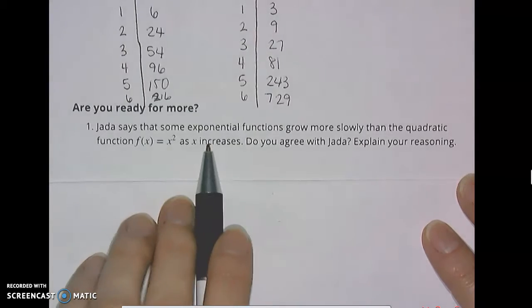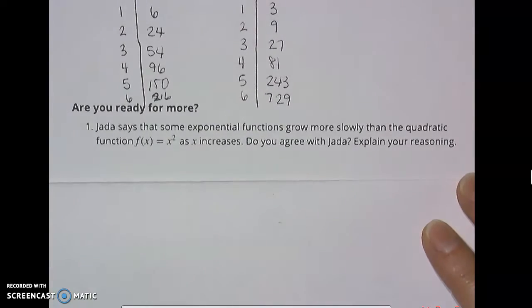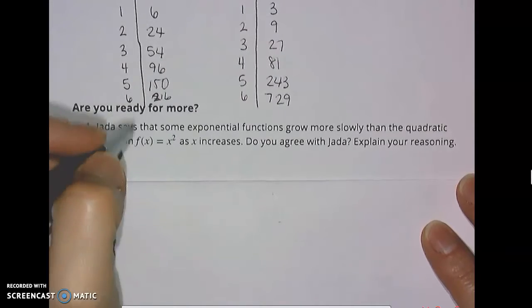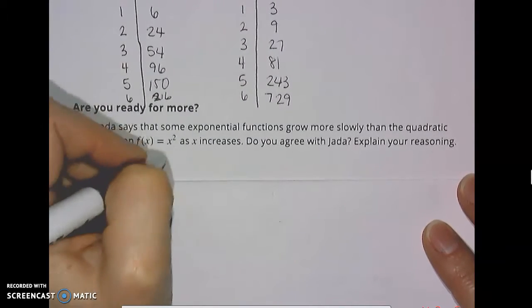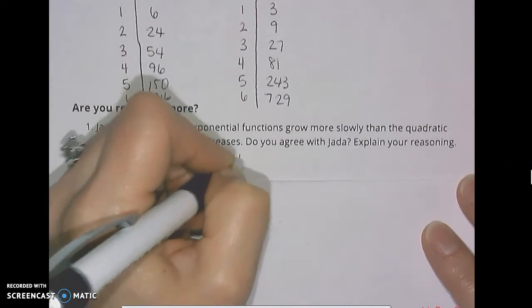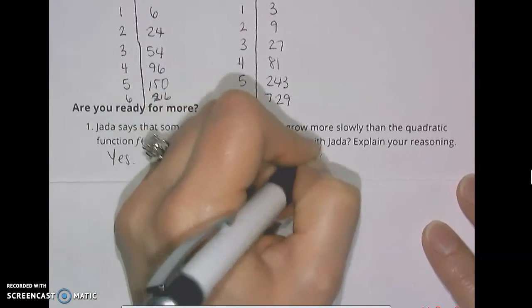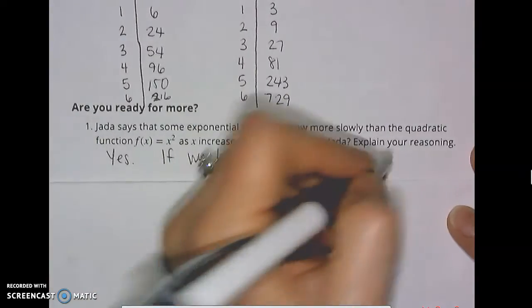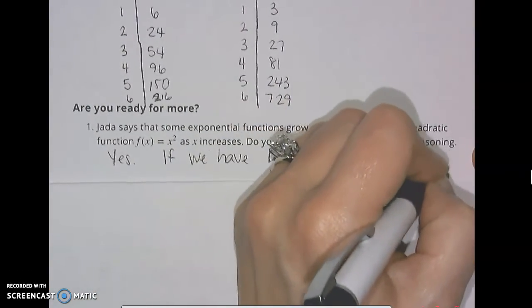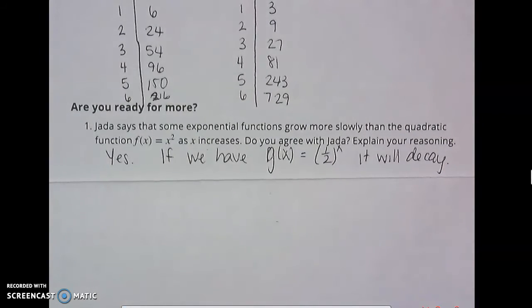So Jada is saying that there are some exponential functions where the variable is in the exponent that grow more slowly than the quadratic function f of x equals x squared. Will that ever happen? Do we agree? Exponentials can be exponential growth or exponential decay. In this case, we've been looking at all exponential growth situations. Are there certain ones, though, that would decay? Well, of course there would be. So, yes, we agree with Jada. If we have, let's say, g of x equals 1/2 to the x power, it will decay. And if it decays, then it's obviously not growing faster.